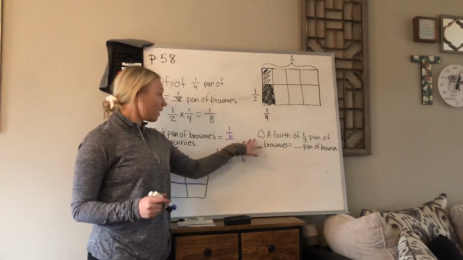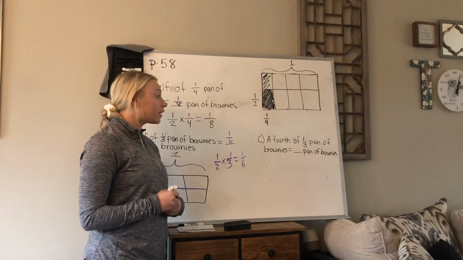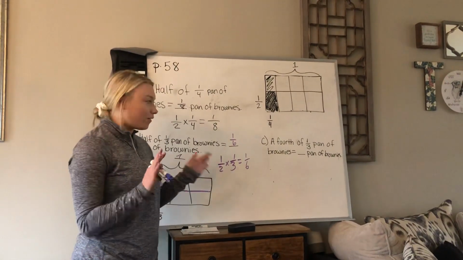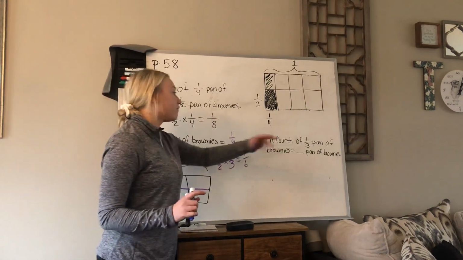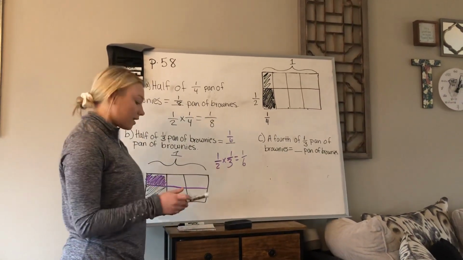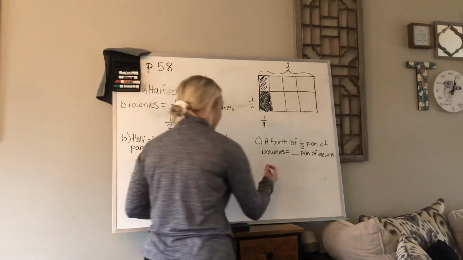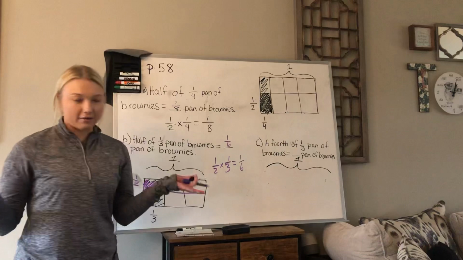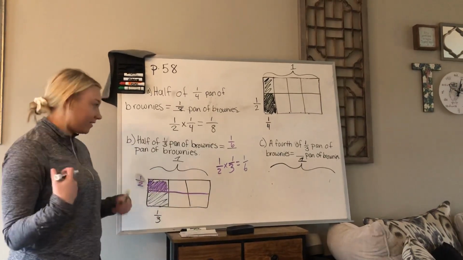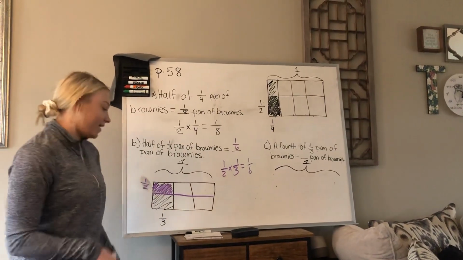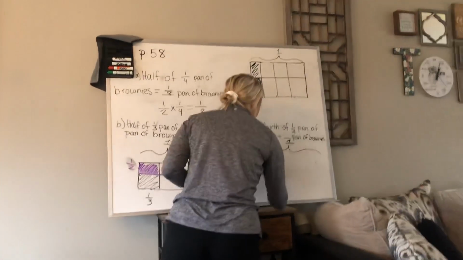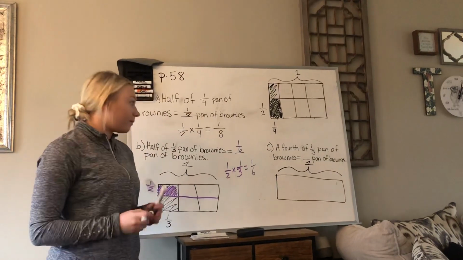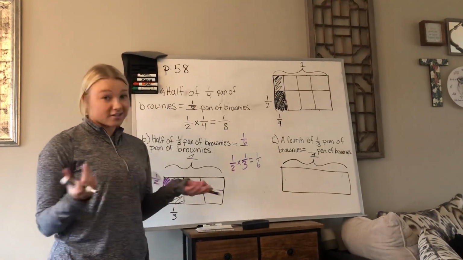Okay. So C says 1/4 of 1/3 pan of brownies. So are we doing halves again? No way, we're not doing halves again. We're doing 1/4 of 1/3 pan of brownies. So we still have one whole brownie pan that we stuck in the oven in the kitchen classroom, and then we pulled it out. So I'm going to draw that, and then I'm going to break it up into thirds.